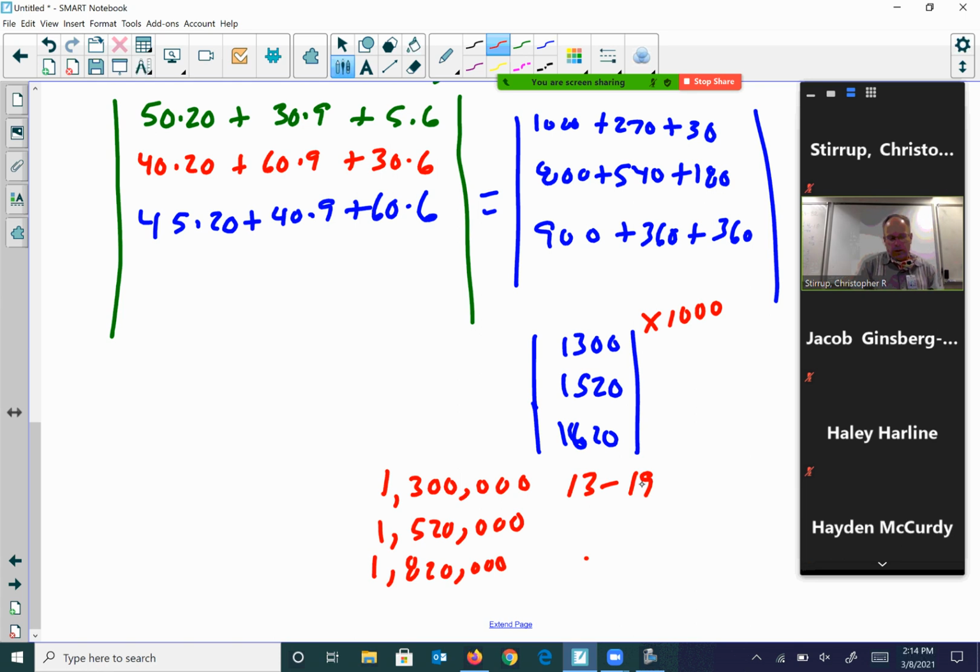So this is the 13 to 19 year olds. This company is going to spend $1.3 million advertising to them. The 20 to 36 year olds, the company is going to spend $1,520,000 advertising to them. And the older population, the 36 to 60 group, they're going to spend $1,820,000 advertising to them through all the different networks. You know, does advertising work? Yeah. It's easy to say an advertisement doesn't work when you're not interested in the product.